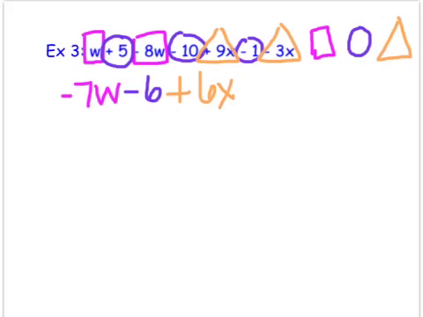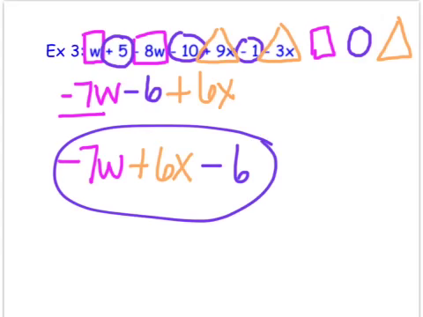Okay, now when I rewrite this, I want all my variables to come first. So I'm going to write negative 7w plus 6x minus 6. And that, my friends, is as simplified as it can get.